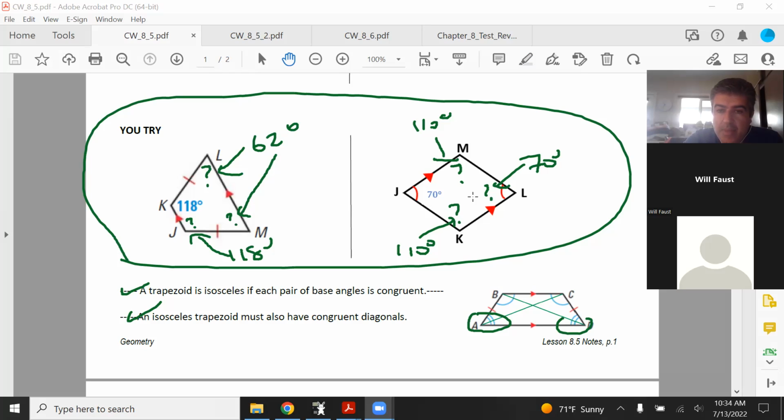Yeah, the fact that it's parallel, you know, K is 110 or M is 110 because of the same side interior angles. Well, I guess K, and then you were told that J and O are the same, so those are 70. So yeah, that would make sense. Could probably pass as a kite, which we'll talk about in the, no, not quite.